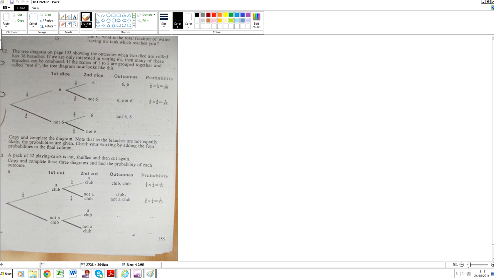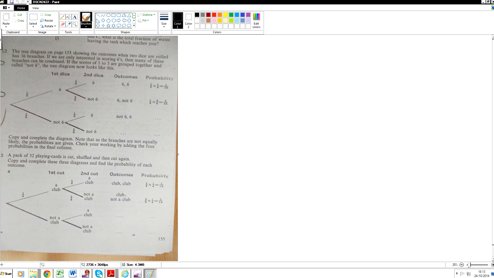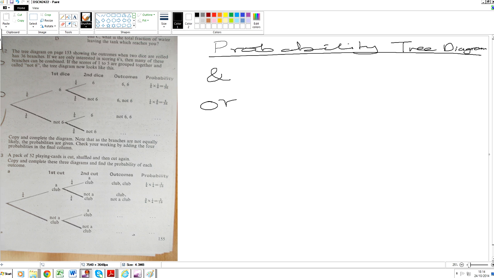Okay, folks, what we're going to be looking at today is the probability tree diagram. So let's select a brush. Okay. All right. And we don't have a pen. Give me one moment. All right.